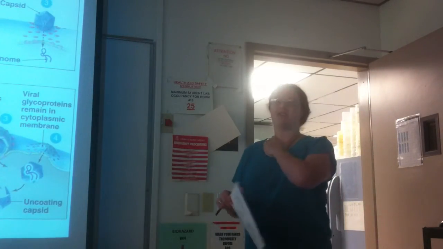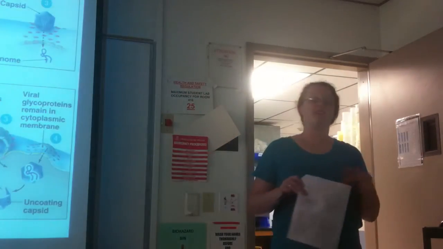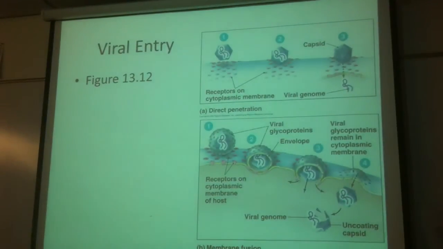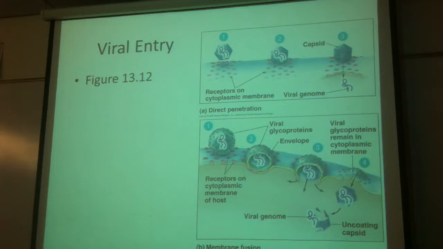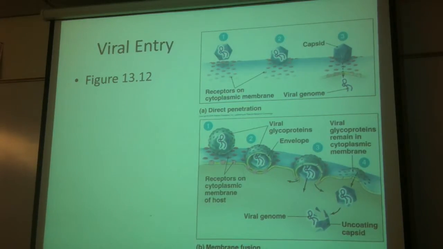Okay. Viral entry. So, you have receptors on the cytoplasmic membrane. We all do. It's just kind of what tells the cell what it is, and so it can get signals and whatever. And so the virus, the capsid, can actually come along, and it can find a nice happy place, and it can either do direct penetration, where it just kind of sits there and shoots its nucleic acids into the cell. So that would be called direct penetration.